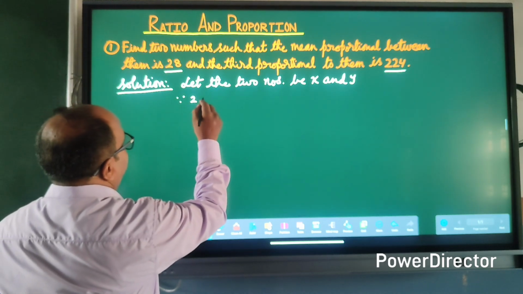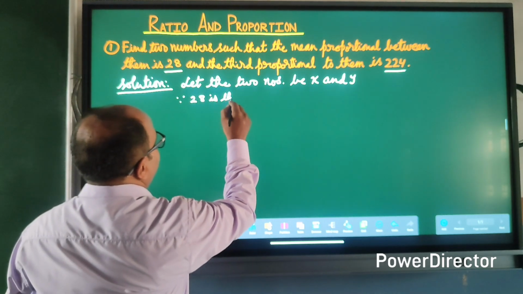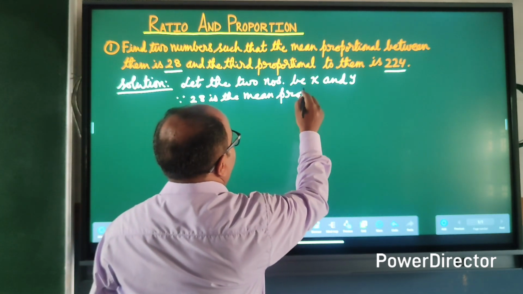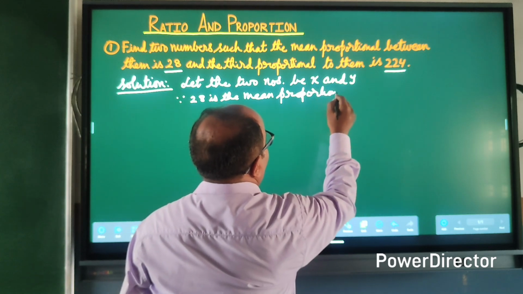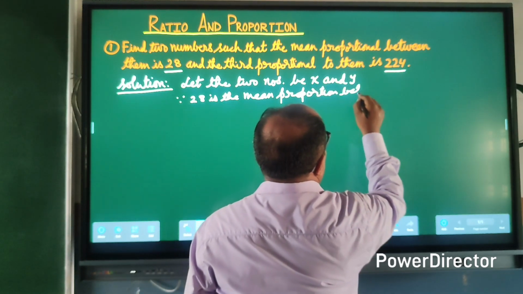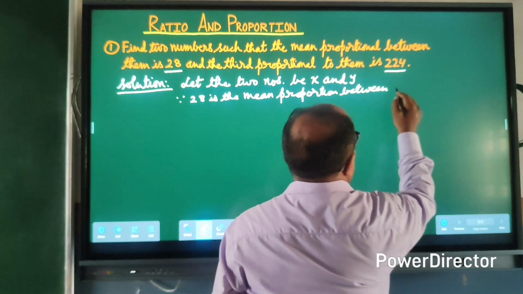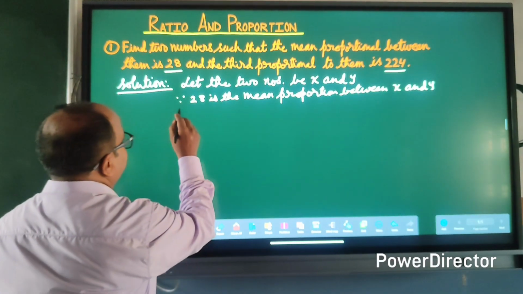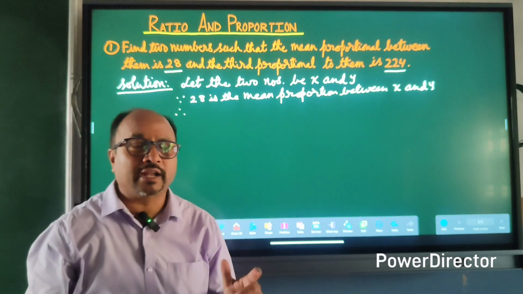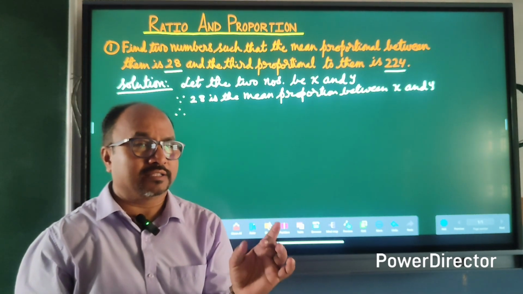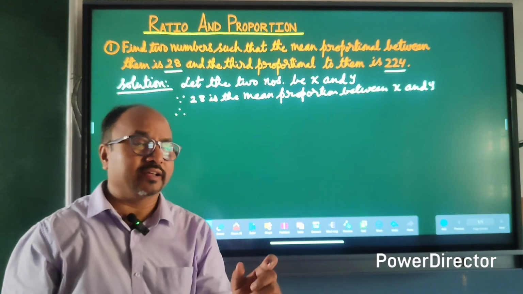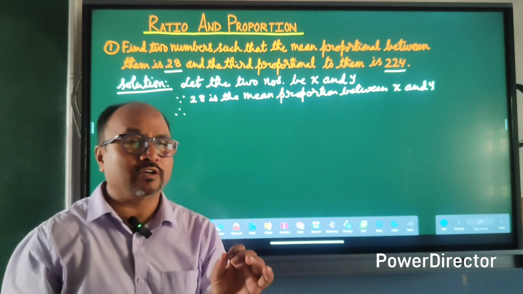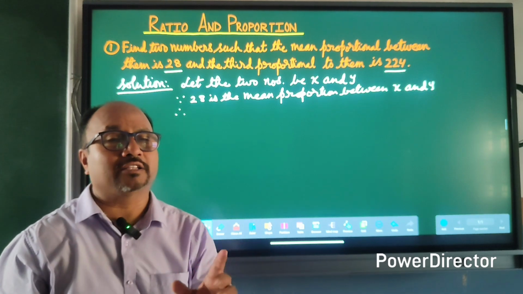Since 28 is the mean proportion between x and y, therefore, in mean proportion I have told that the one which comes in the middle is the mean proportion part, and you have seen a relationship there that the square of that mean part is equal to the product of the first and the third proportion.